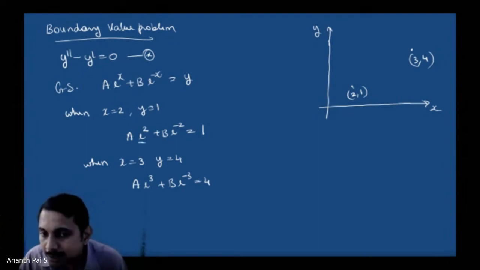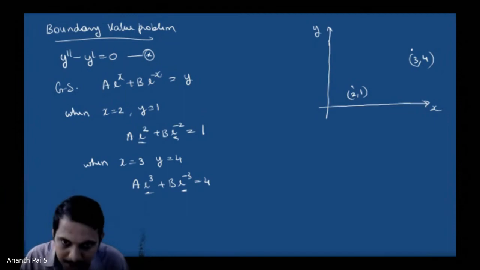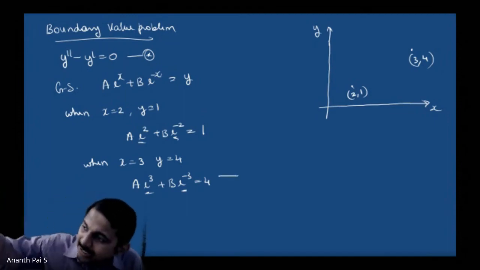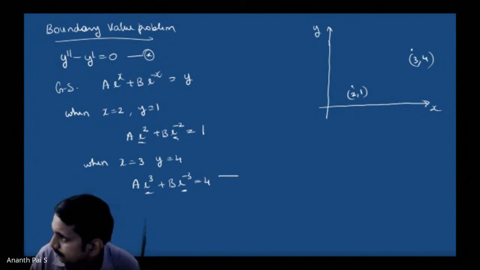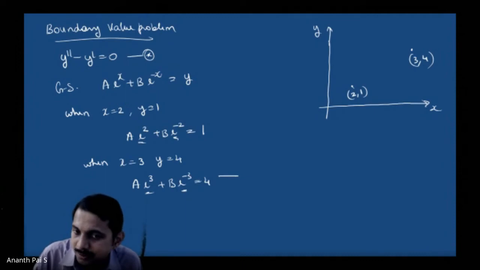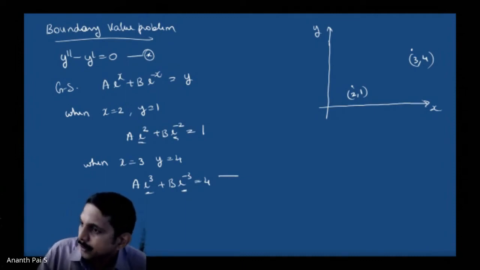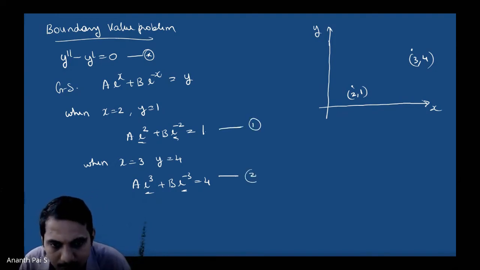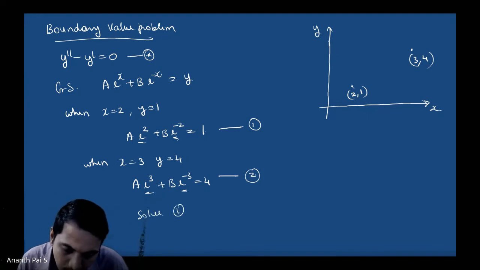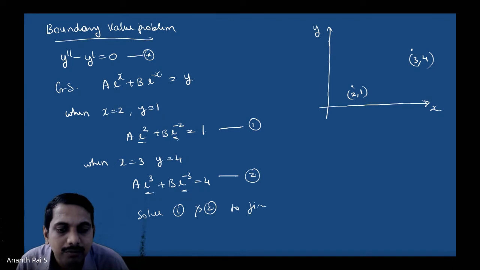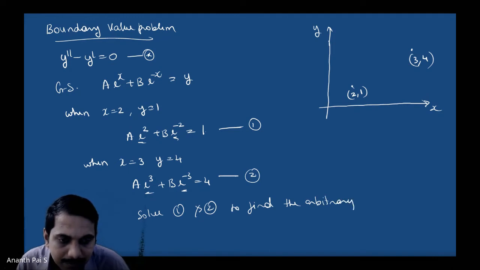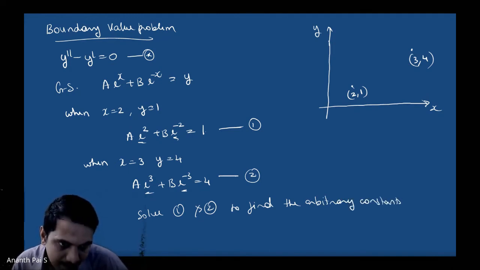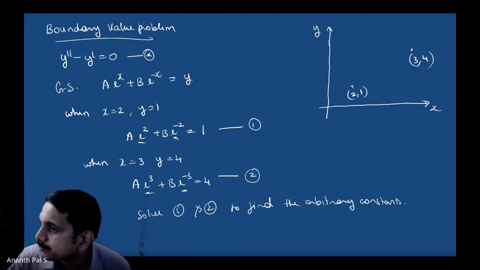So what are we doing? This is a number. These two are equations which are not linearly dependent. These are mutually exclusive. You understand? That means you multiply this with some number, you will not get this. If you get that, then there are no solutions, is it not? Getting that point? So solve equations 1 and 2 to find the arbitrary constants. This is the boundary value problem.